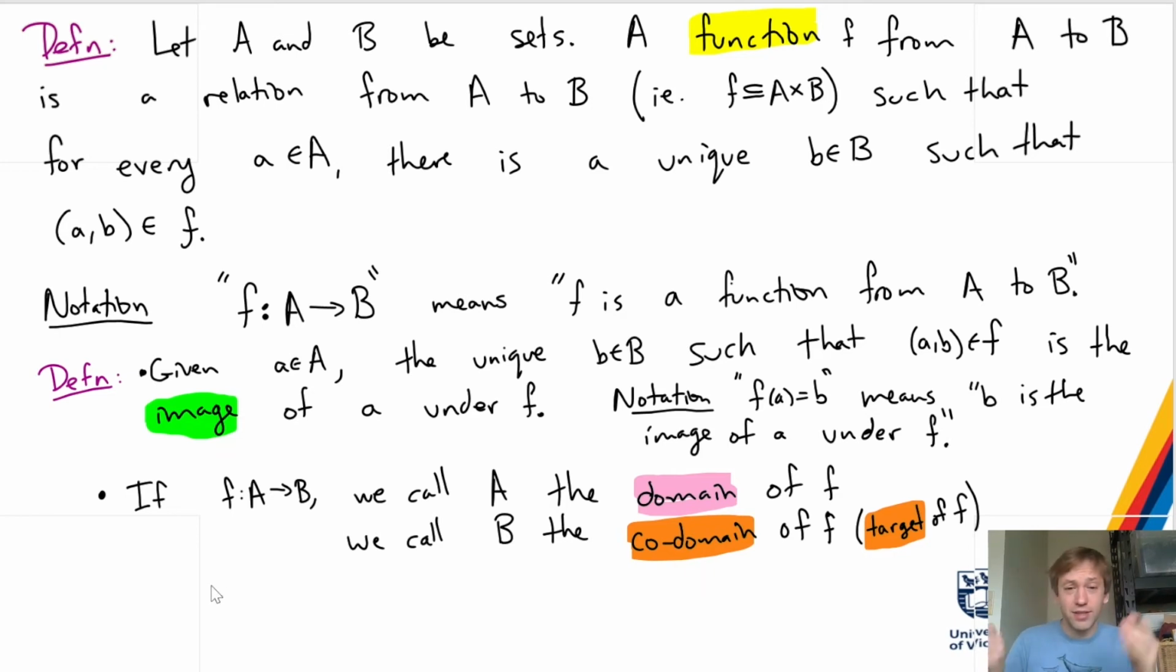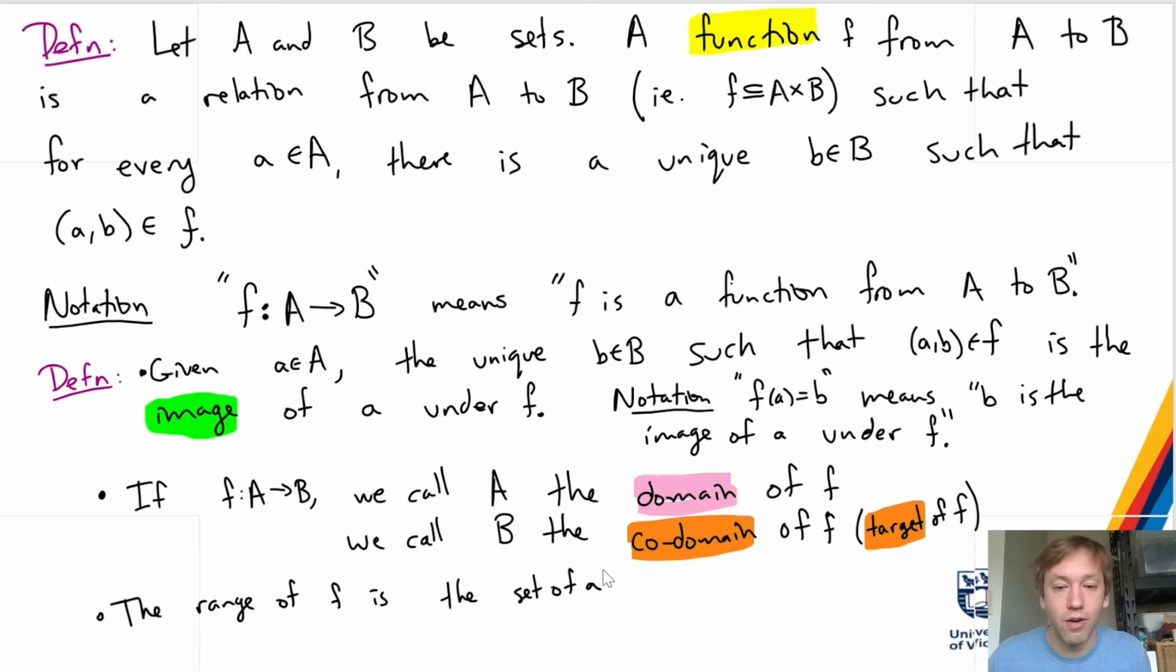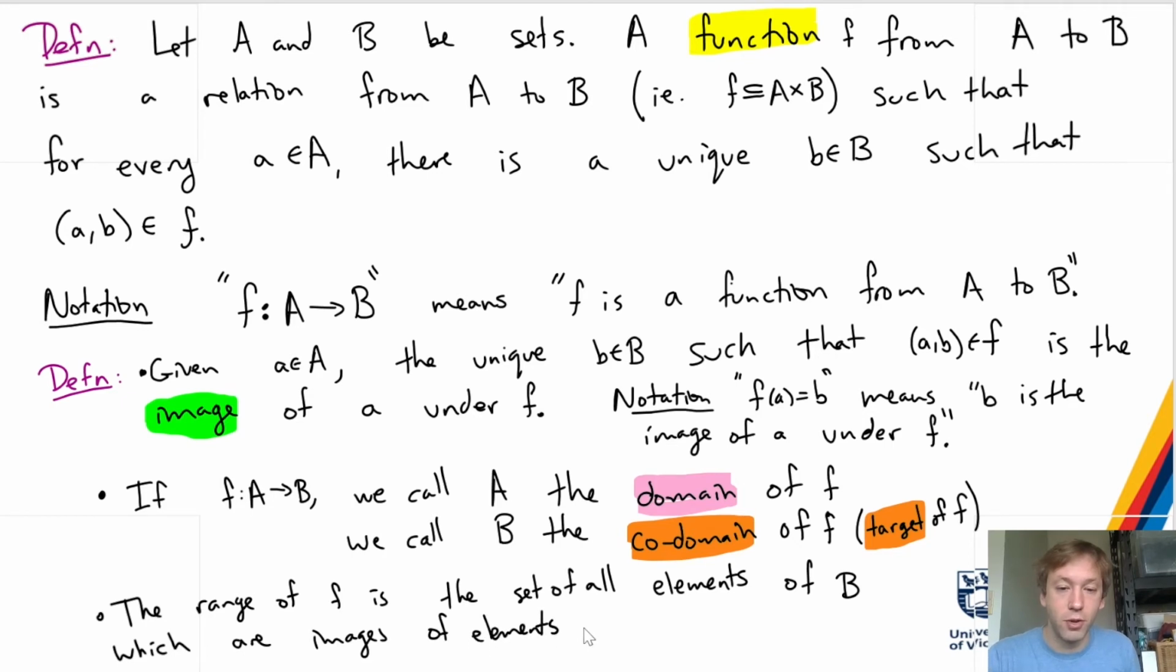Now, this is the domain and codomain. What's the range? Well, the range is the set of all elements of the codomain B which are the image of some element of the domain. So the set of all elements of the codomain B which are images of elements of the domain.